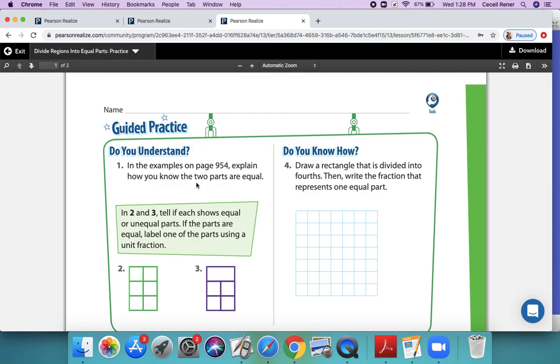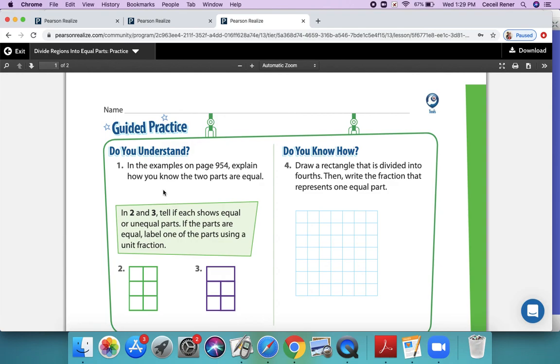I want you to look on page 954. It says explain how you know the 2 parts are equal. So look at the top of page 954. It says divide a whole into halves. What fraction can you write to represent 1/2 of a whole? So look at B. You have 1/2 and 1/2. Each part is made up of 6 unit squares. Both parts have equal areas.